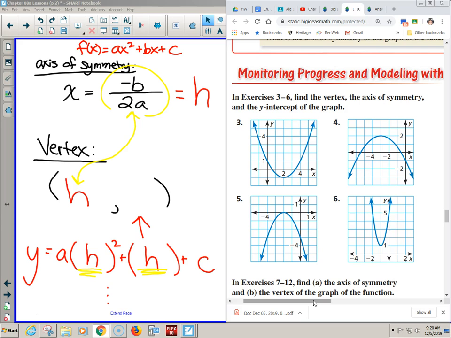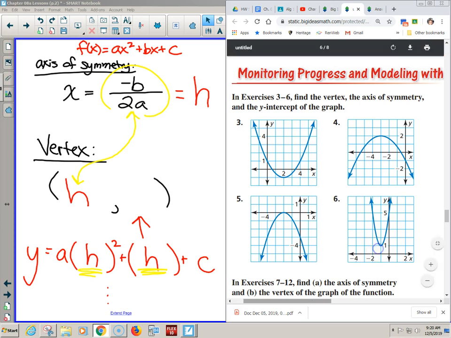But if that's my vertex, -3 and 2, then what was my axis of symmetry? The exact same thing as the x. And so that's why the answer for the axis was x equals -3, the fold. Now number 6, you graded and got -1, 1. Just look at the graph and get it.